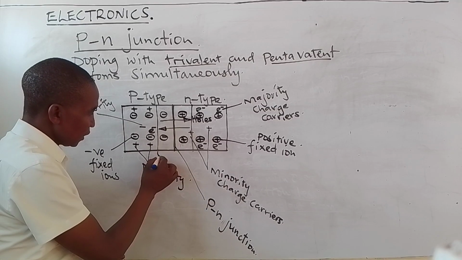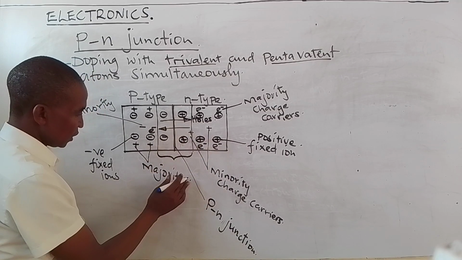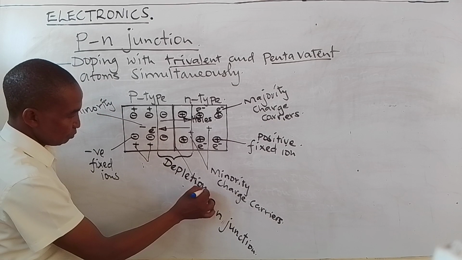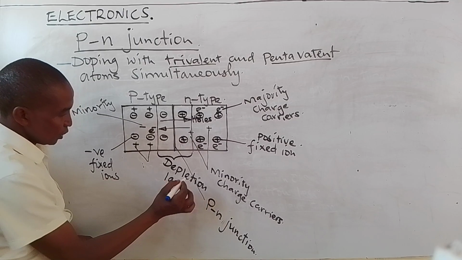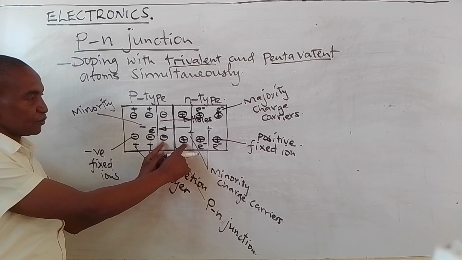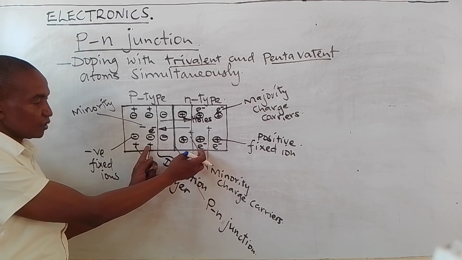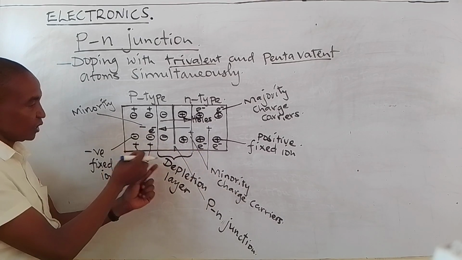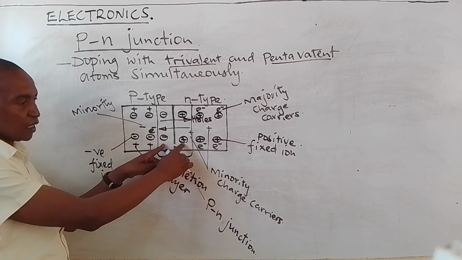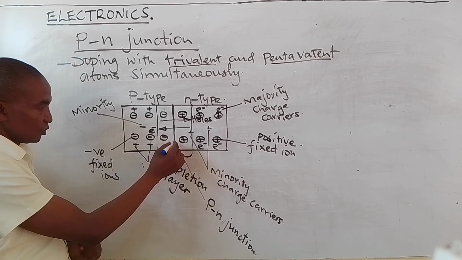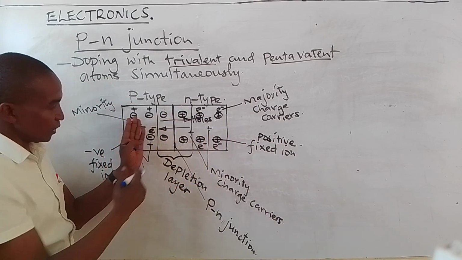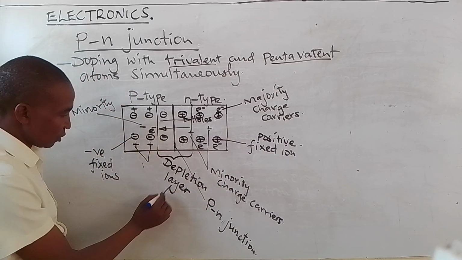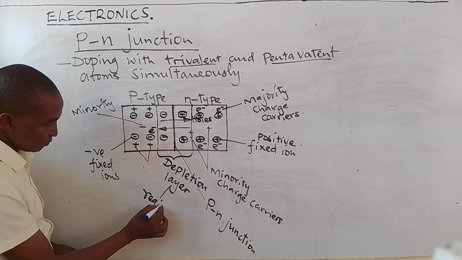That one alone creates what we call a depression layer. It is being created by depression of charges until some fixed ions are left with no covering charge, like these ones. So these two will have no covering charge because the electron here has moved away, the hole here has crossed over, so these ones are left with no covering charge. That region on either side of the p-n junction of uncovered fixed ions is what we call a depression layer.